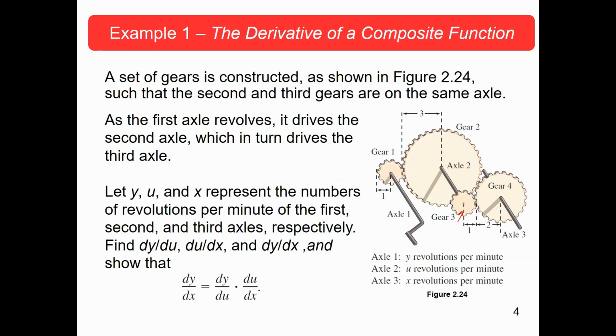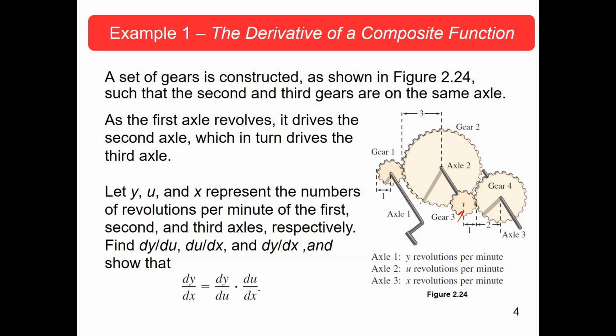Here we've got a set of gears. Now notice the second and third gears are on the same axle. This is important. Now, as we turn axle 1, gear 1 turns gear 2, which in turn turns gear 3, which in turn turns gear 4. So axle 1 spins with respect to axle 2, but axle 2 spins with respect to axle 3. Can we figure out how axle 1 spins with respect to axle 3?